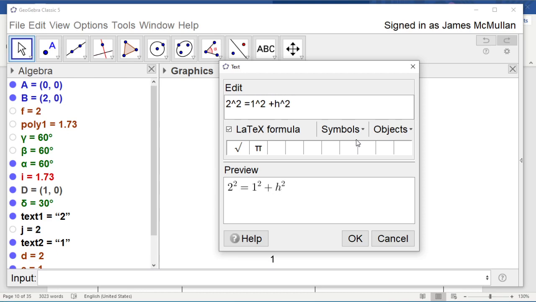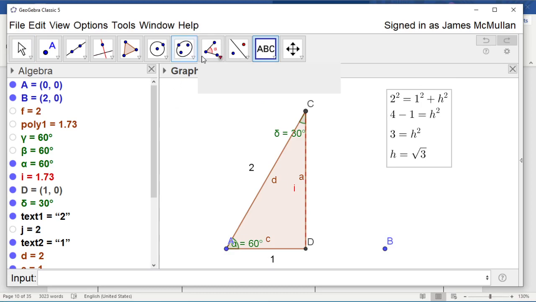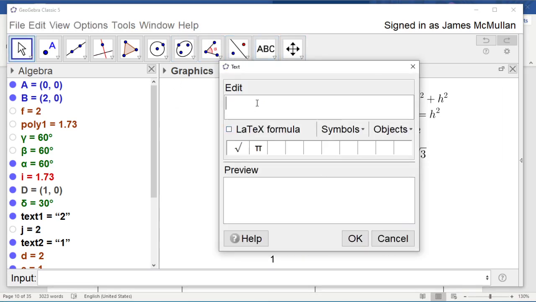We just don't know what the height is, right? So what if we did 4 take away 1 equals h squared, right? And therefore 3 equals h squared, and therefore h equals square root 3. I think it's like that. 3 without the bracket. Okay, so I'm using the Pythagorean theorem to determine that what is going on over here is square root of 3. Oops, sorry, got to use the other slash.